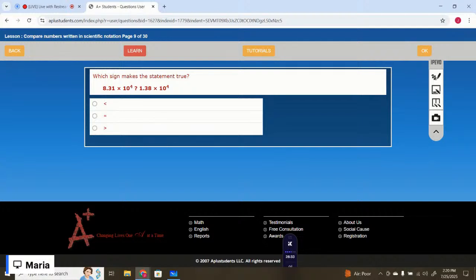Which sign makes the statement true? 8.31 times 10 exponent 4, 1.38 times 10 exponent 4. 8.31 times 10 exponent 4 is greater than 1.38 times 10 exponent 4.